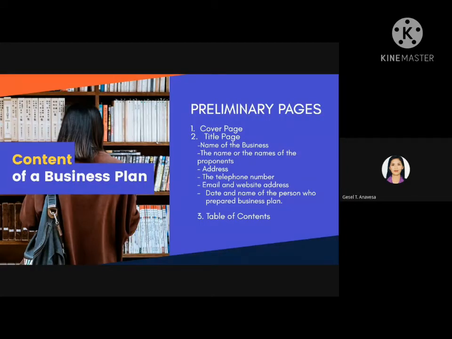So these are the contents of the business plan. First, the preliminary pages that contain the cover page and the title page. The title page includes the name of your business, the name of the proponents, the address kung asa nakalocate ang inyong business, the telephone number kung asa makontak sa inyong mga customer, and then the email and the website address, the date and name of the person who prepared the business plan, and then the table of contents.